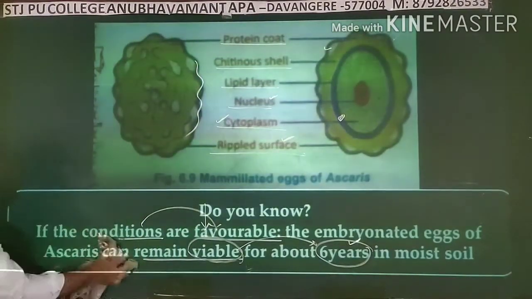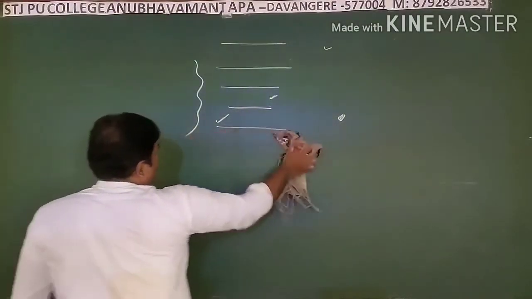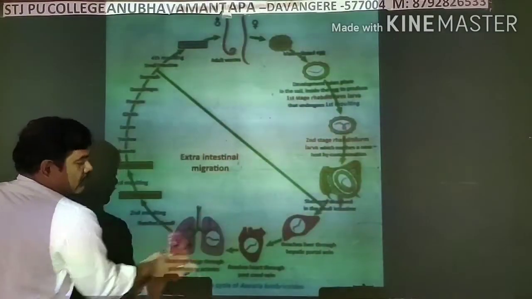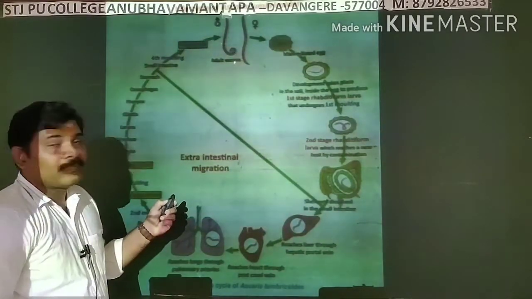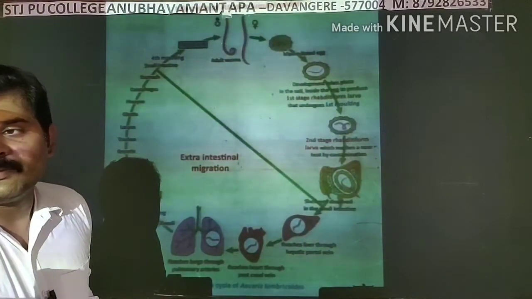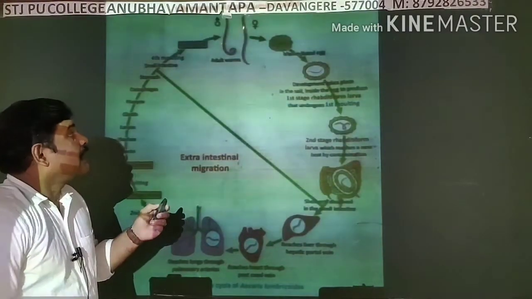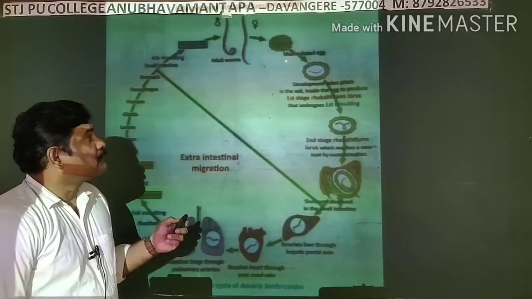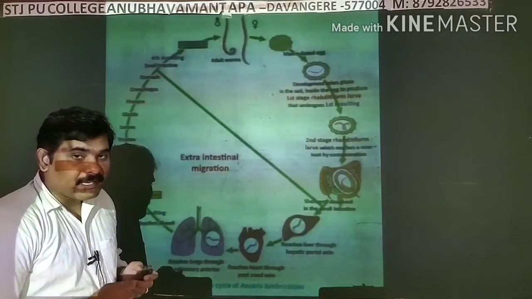Now we will see the same life cycle diagrammatically also, which will be clearer to you. This is the life cycle of this parasite. Here you can see the male worm and the female worm, and they are present in your intestine. After copulation they release the eggs, which we call mammillated eggs. And this mammillated egg comes out of the infected human body along with the fecal matter and is released into the soil.